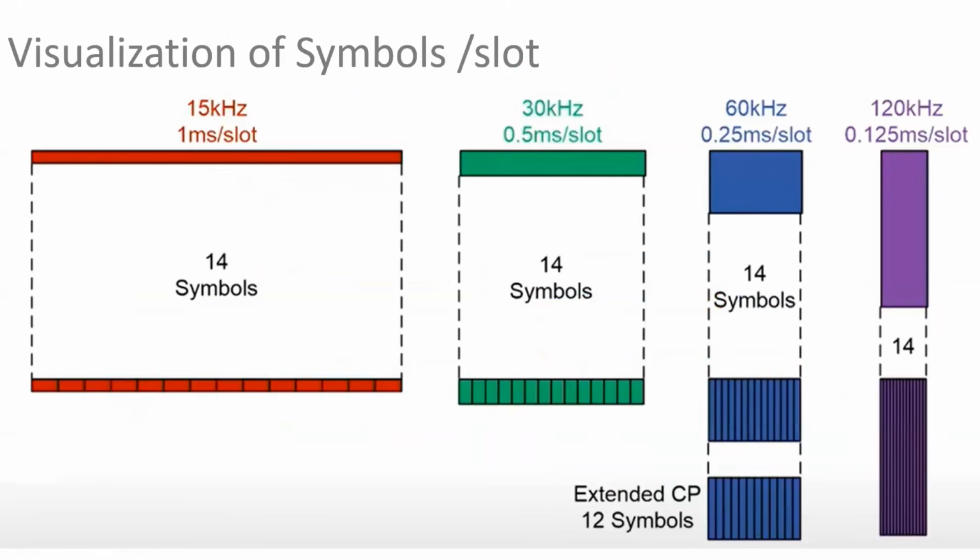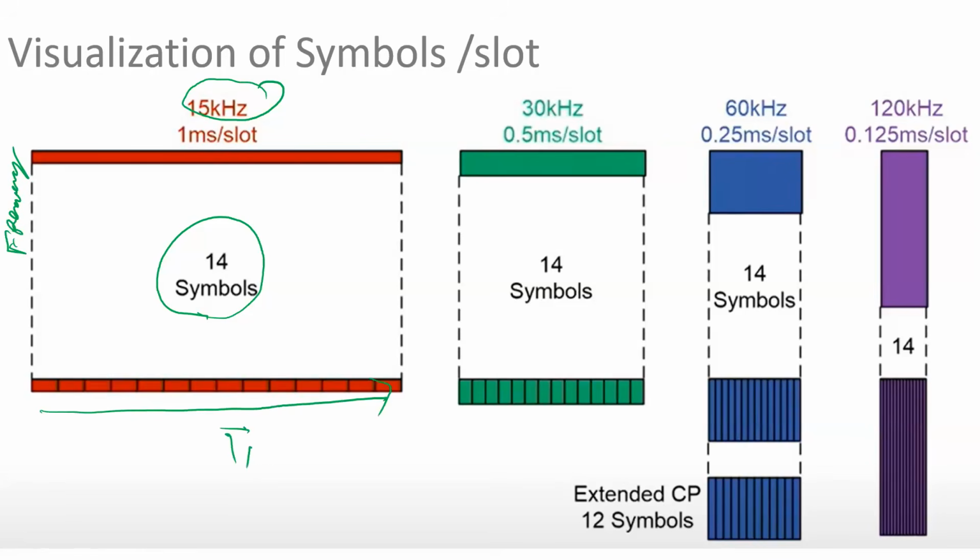So here we have this slots visualization. What we are saying here is that in a slot we have 14 symbols, that is our normal cyclic prefix. What I have tried to visualize here is numerology 0 and subcarrier spacing 15 kilohertz. You can see symbols are very narrow in the frequency domain, but they are quite long in the time domain.